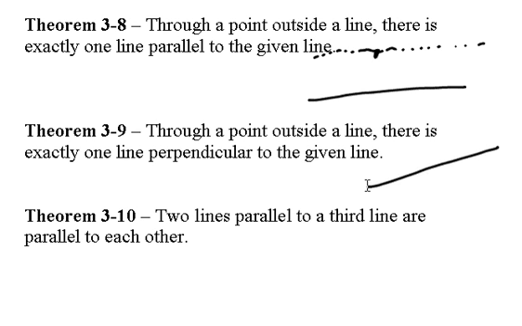Theorem 3.9 has the same point and line start, but it says there's only one line I can draw through that point that's perpendicular to this line. I can't draw two from there because those two lines wouldn't be able to share that point, because they would have to be parallel since they're perpendicular to the same line.